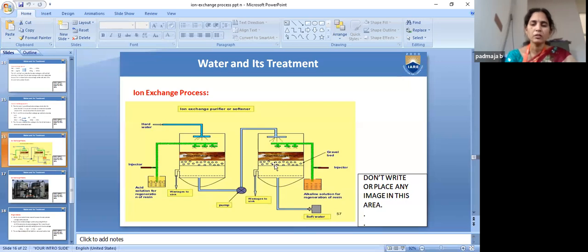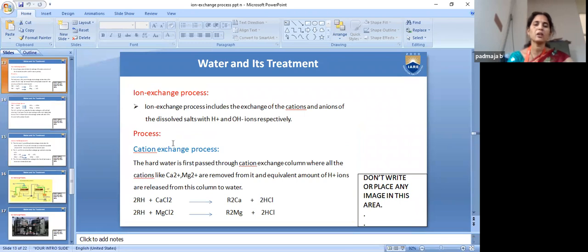Next, you can see one outlet in the second chamber, through which we can pass the wastages outside to the sink. So there are two inlets and one outlet for wastage to the sink, and one more outlet to collect the soft water. So this is the ion exchange diagram. You have to draw exactly this diagram as it is in the exam. We'll discuss the process now.